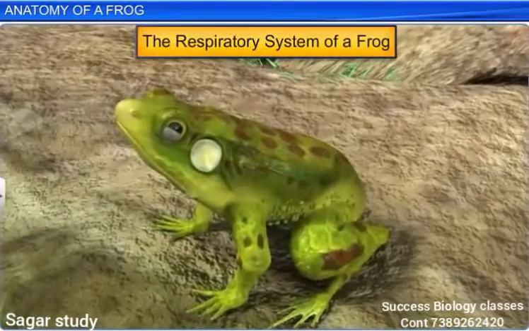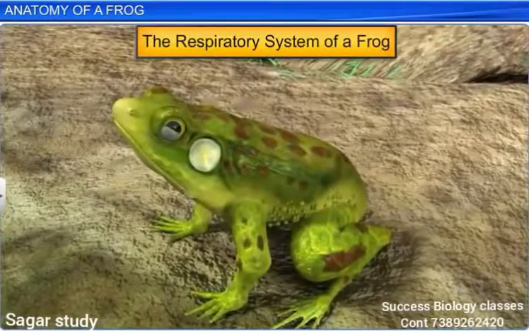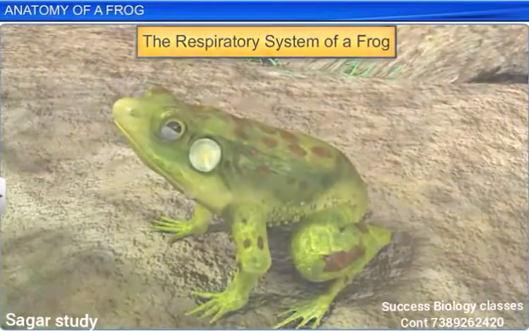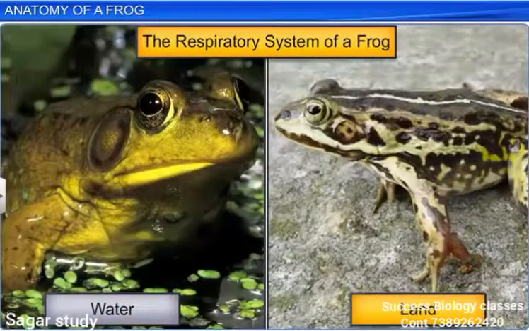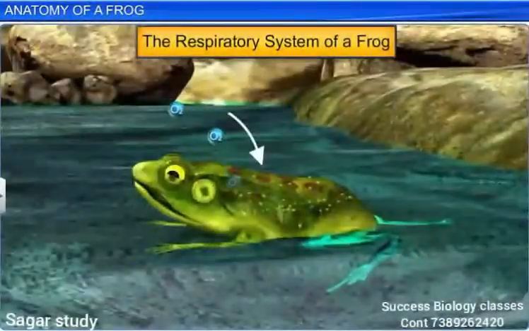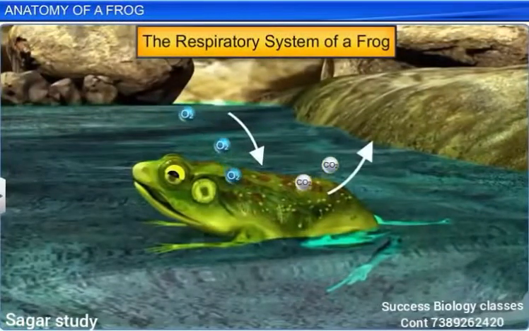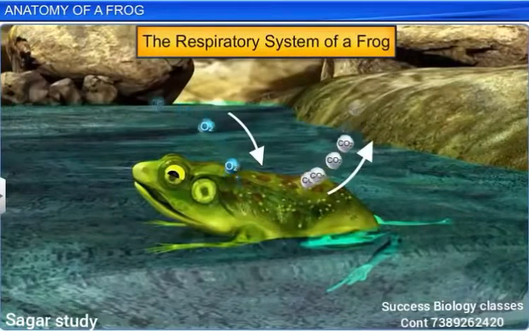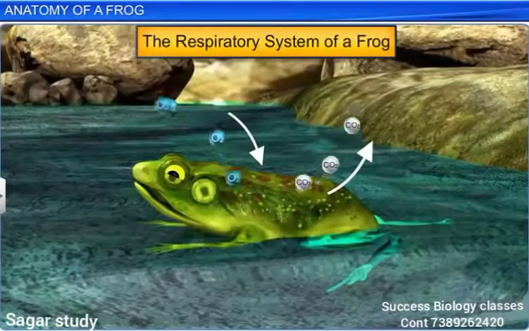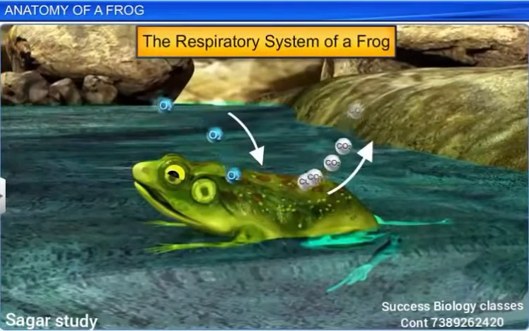The anatomical study also includes the respiratory system. Interestingly, frogs respire in water and on land in two different ways. In water, the frog's skin functions as the respiratory organ, and the gaseous exchange takes place through diffusion. This is called cutaneous respiration.